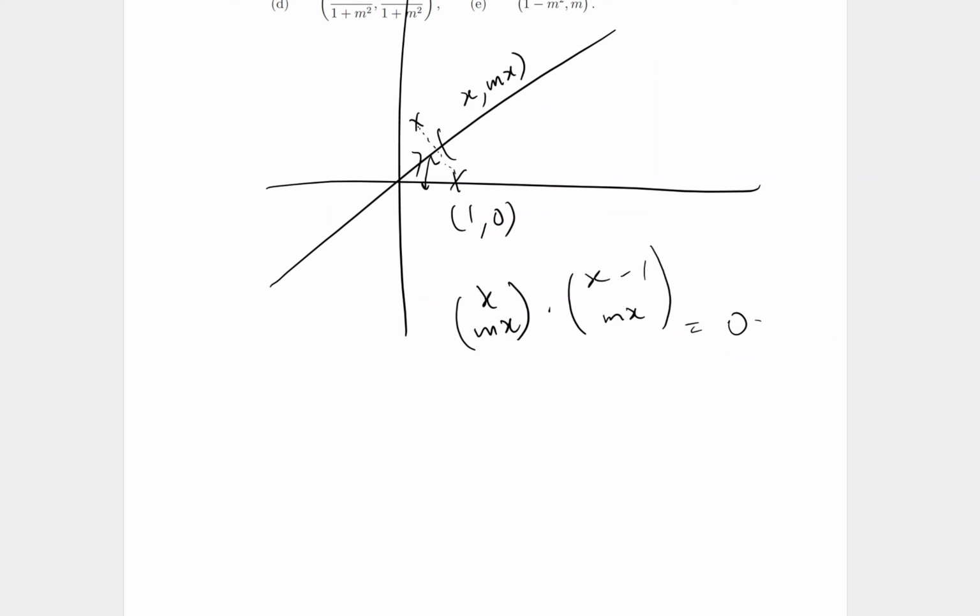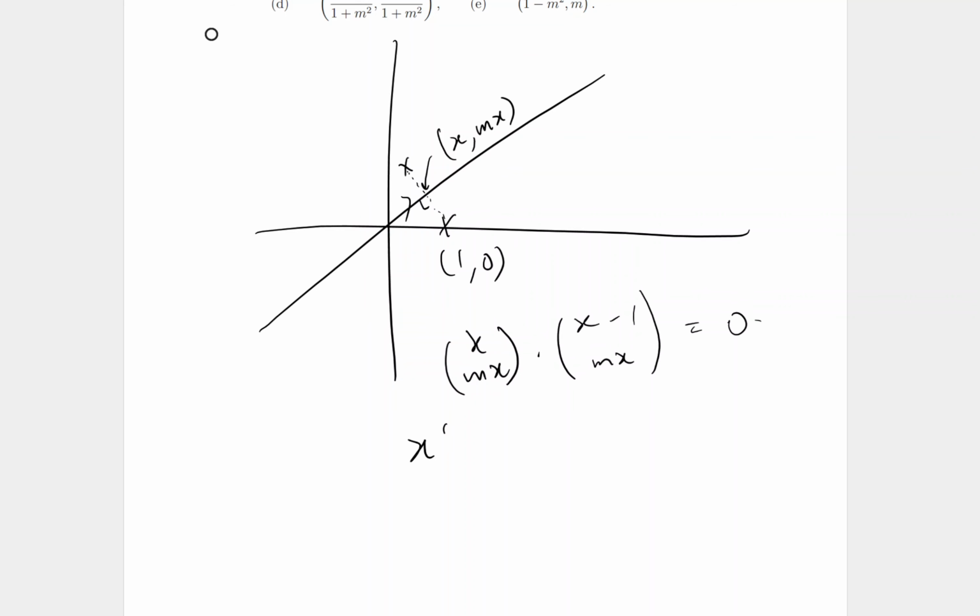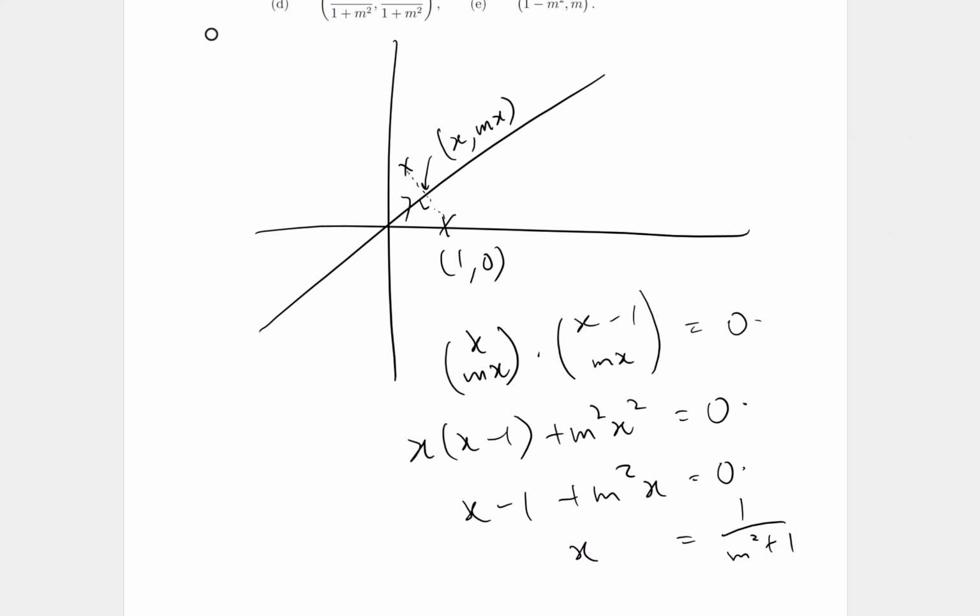Now let's solve the equation. So we're saying that x times (x minus 1) plus m squared x squared equals 0. Is that solvable? More than solvable, right? So x equals 0 is not a legit solution, it's dumb. So we could cancel out the x here: x minus 1 plus m squared x equals 0. So what does x equal? x equals 1 over (m squared plus 1). Cool, so that's the point. So x is 1 over (m squared plus 1), and mx is m over (m squared plus 1).